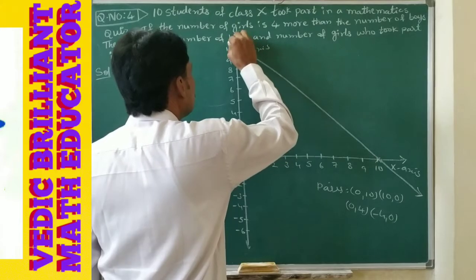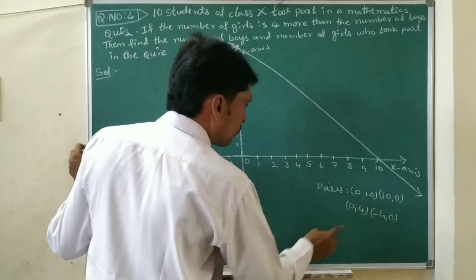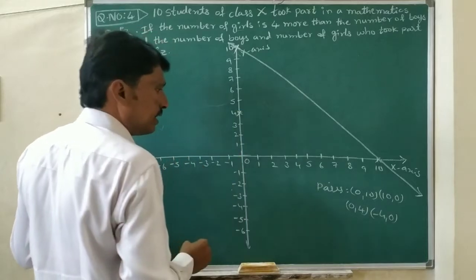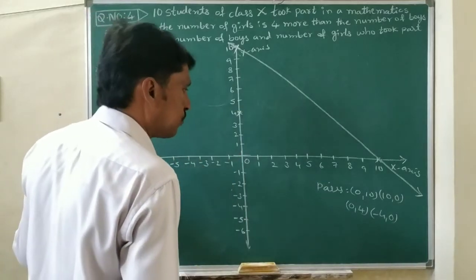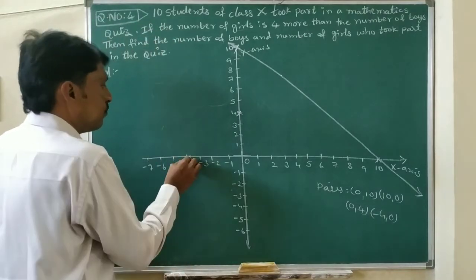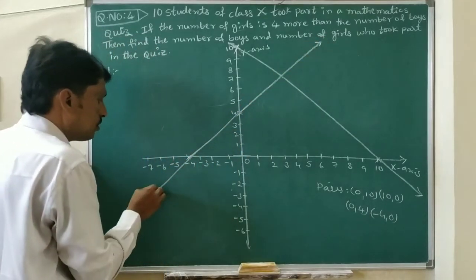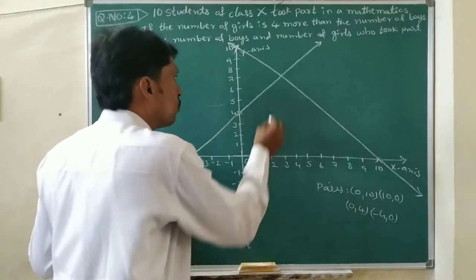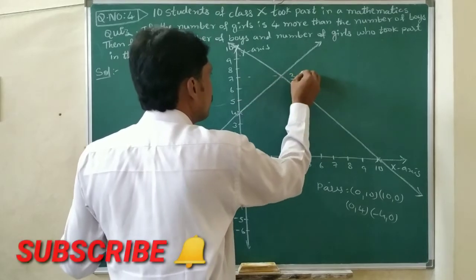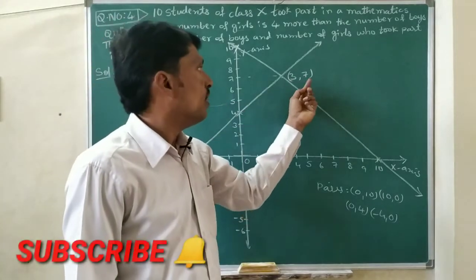So this is about first equation. Next, second equation pair is (0, 4), 0 and 4 here, and (minus 4, 0). Minus 4, 0 means we are getting here. We are joining this one. So this is about second equation. So where it is intersected, that one you have to take. So this is 3 and it is 7. (3, 7).